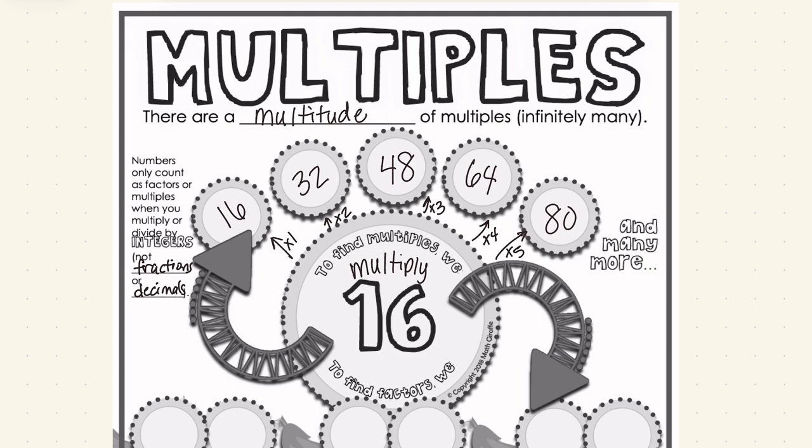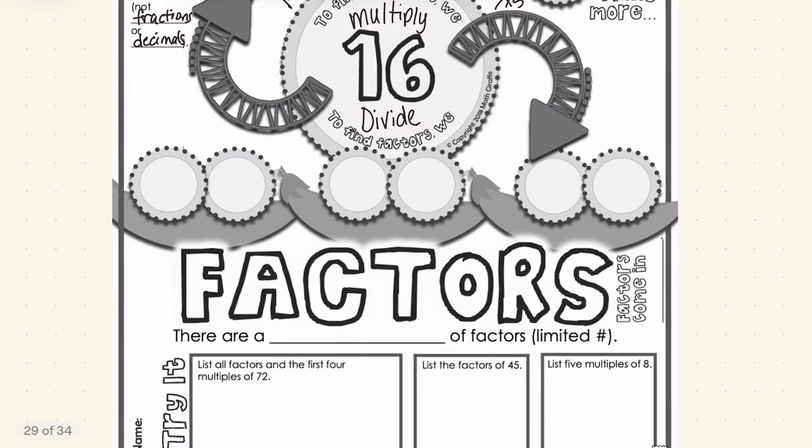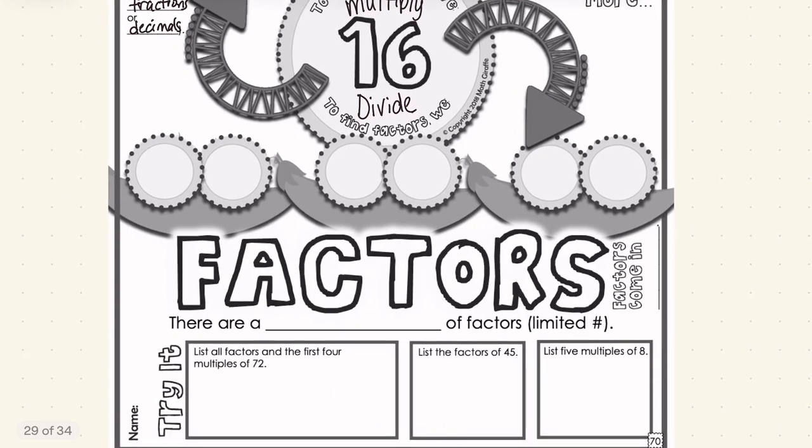So now let's talk about factors. When we're finding multiples, we multiply. When we are finding factors, we are actually going to just divide. When we think about factors, we need to remember that there are a fixed number of factors. So there's a very limited number of factors. You can kind of think of these as peas in a pod. There are going to be 2 numbers that make up the factors of a number.